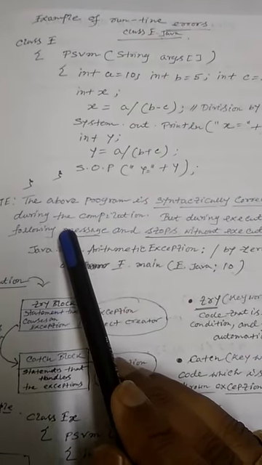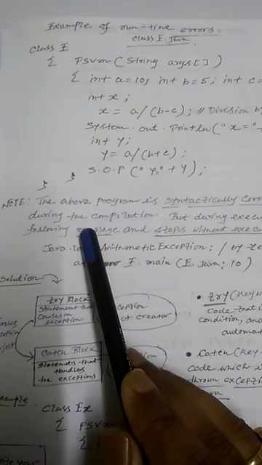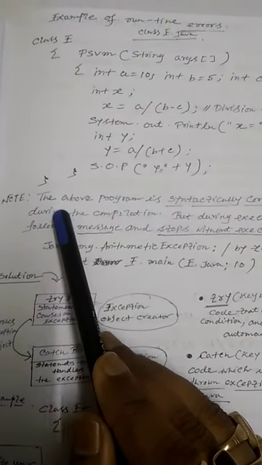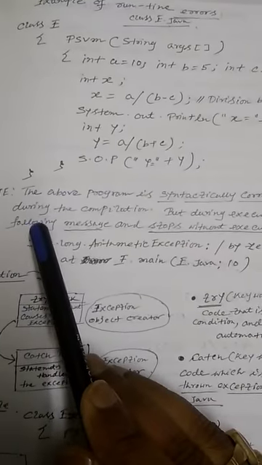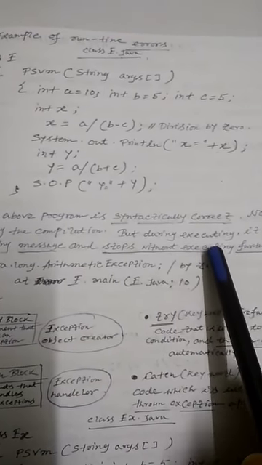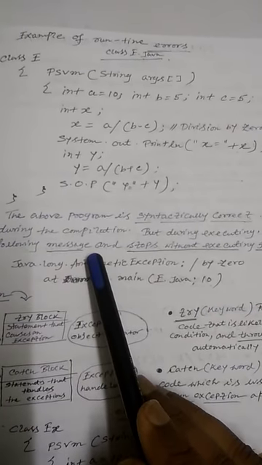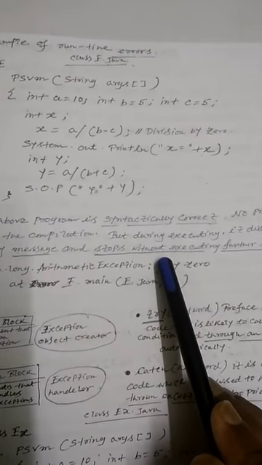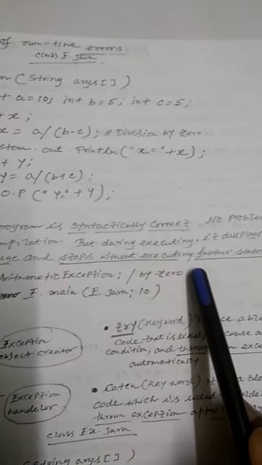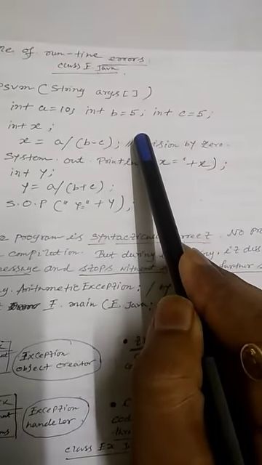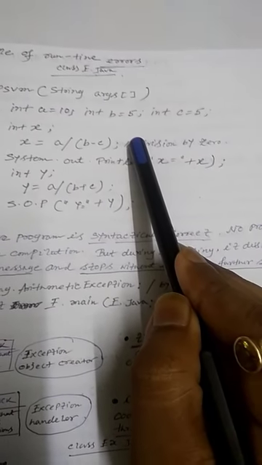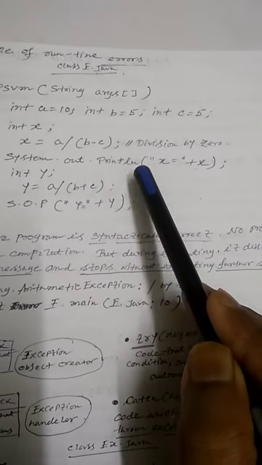Now after we try to compile these things, we will see the following things happen. The above program is syntactically correct, with no problem during compilation, but during execution it displays the following message and stops without executing further statements. That means whenever this logical error occurs, the Java runtime system will produce a message and there will be no further execution.